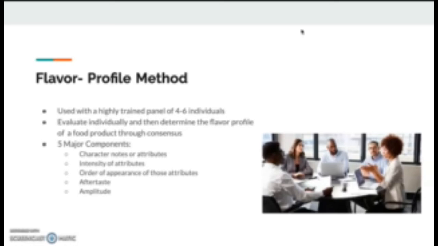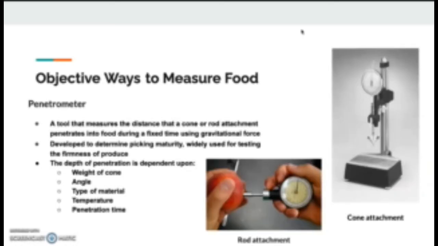Following, we are going to discuss some objective ways to measure food. The penetrometer is a tool that measures the distance that a cone or rod attachment penetrates into food during a fixed time using gravitational force. It was developed to determine picking maturity, widely used for testing the firmness of produce such as apples, pears, kiwis, mango, and avocado.